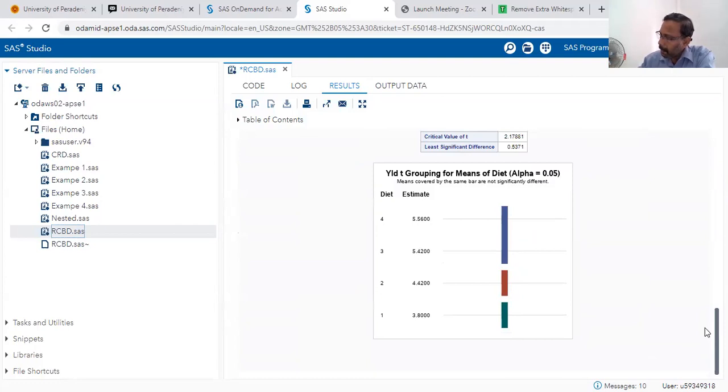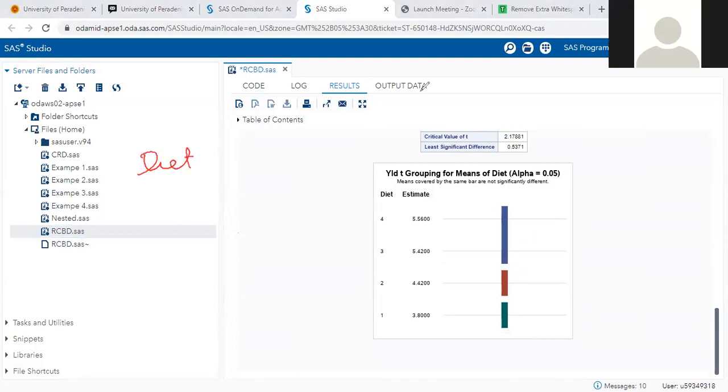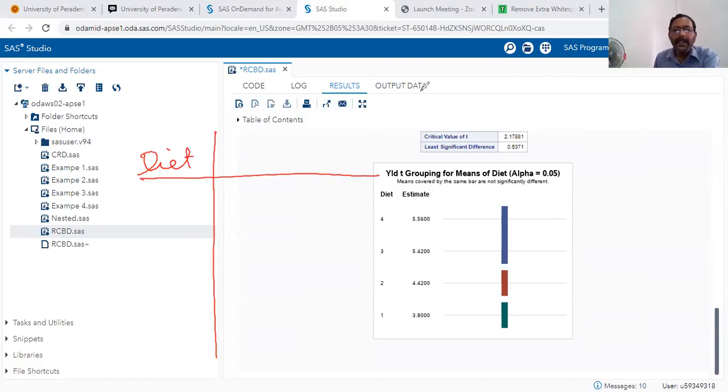Anyone? Fourth and third diet are not significant. They are not significant, 4th and 3rd. Earlier, 3rd and 4th were significant. Earlier it was a different color, now it is the same color. So I say diet is the mean value or the estimate. So I say diet 4, 3, 2, 1: 5.56.